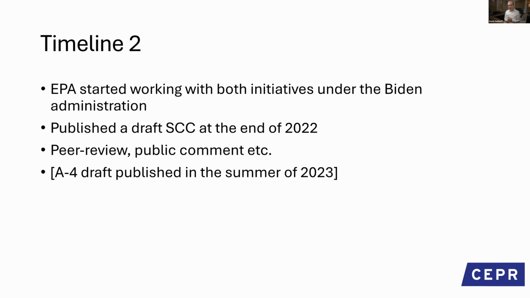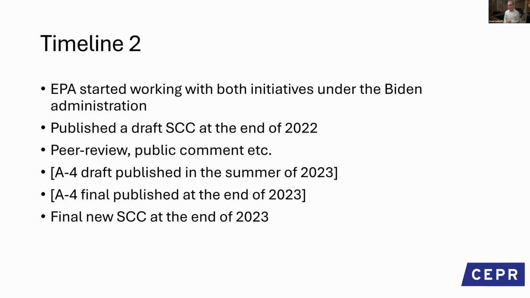And then interestingly enough, in parallel, the first draft for the update to A4, which is the document that in general is the guideline for the US government on how to do cost-benefit analysis, was published in the summer of 2023. But the timeline here was that the new SCC draft was published first, before the draft for how to do this kind of stuff came out. And the new A4 was actually finalized just very briefly before the SCC was finalized. And then the final new SCC came out at the end of 2023.